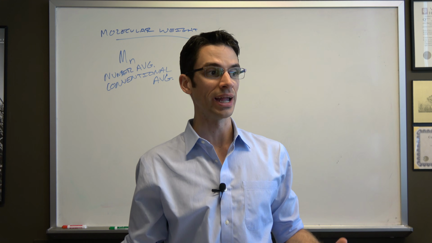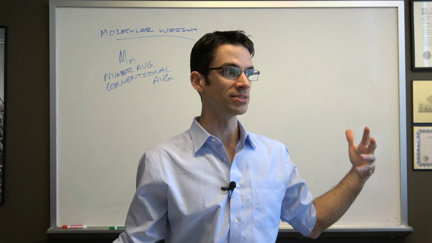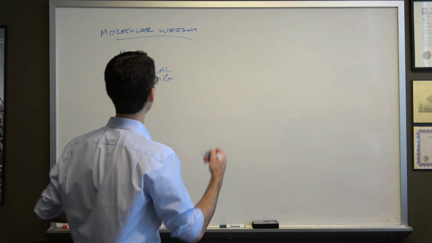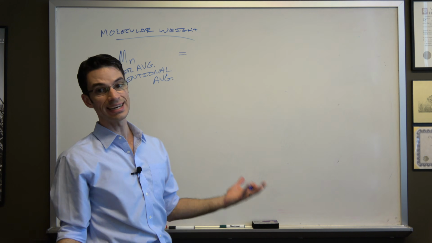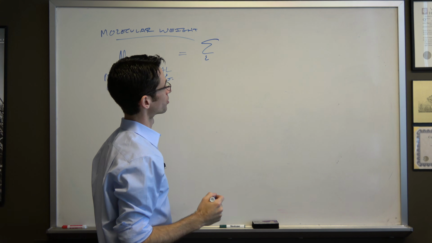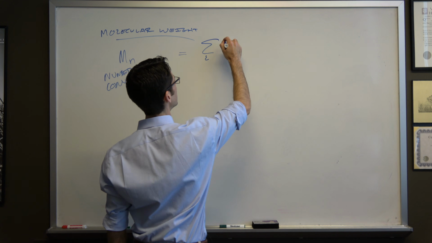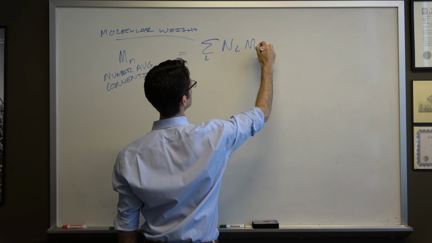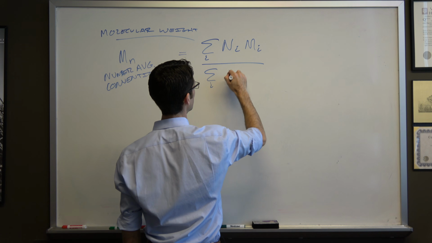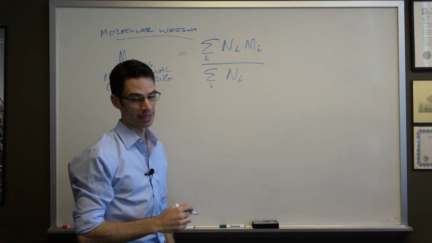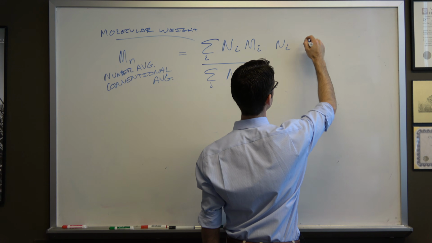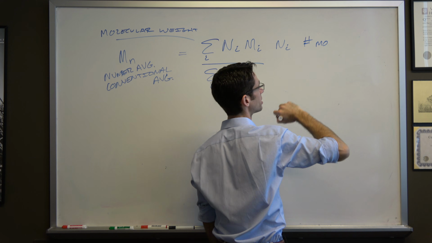It's just like the weight of some stones in a box that are all of different sizes. That would be the average. And how you get that is, of course, we know how to get an average, but mathematically what that looks like is the summation over degree of polymerization i of n sub i times m sub i, over the summation over i of n sub i, where n sub i is the number of molecules with degree of polymerization i.